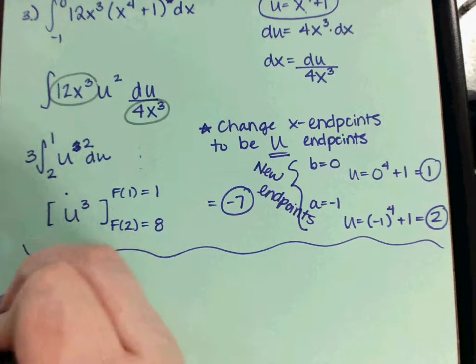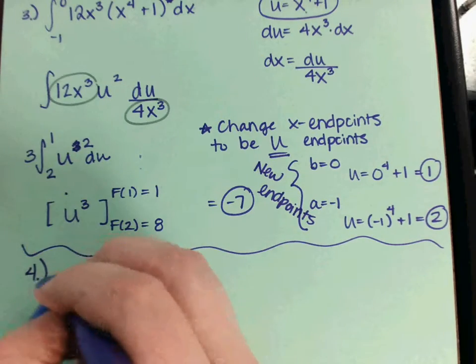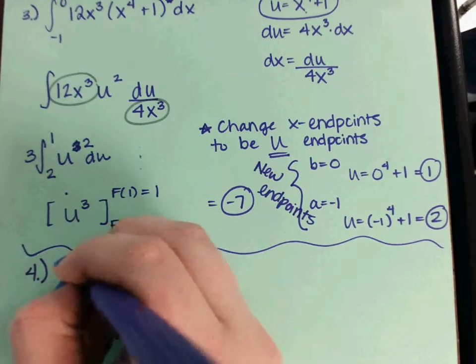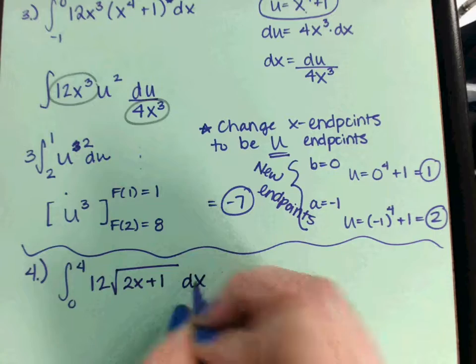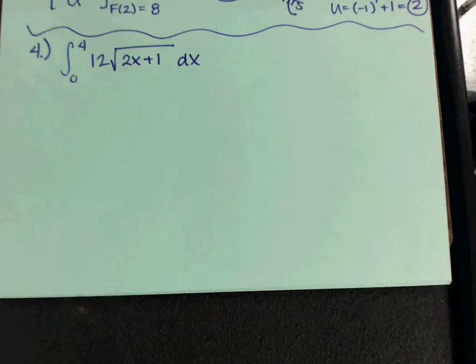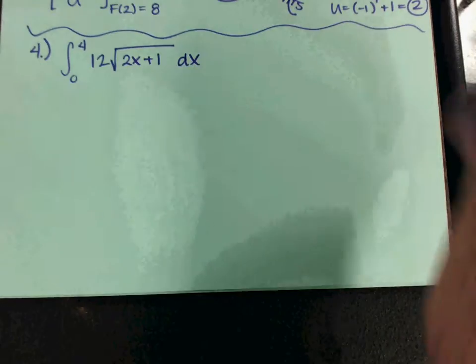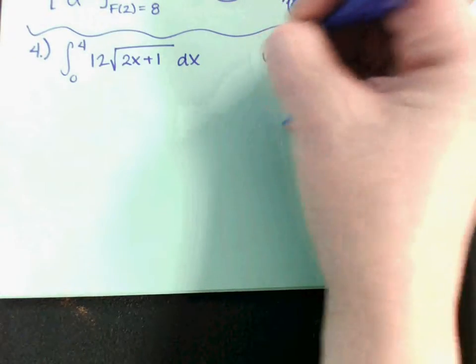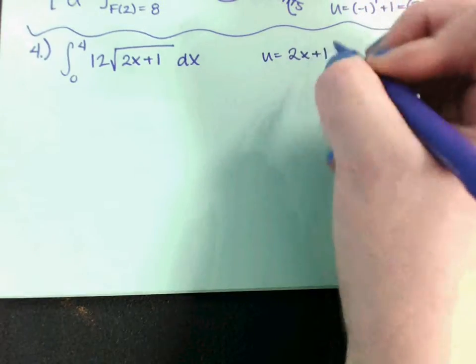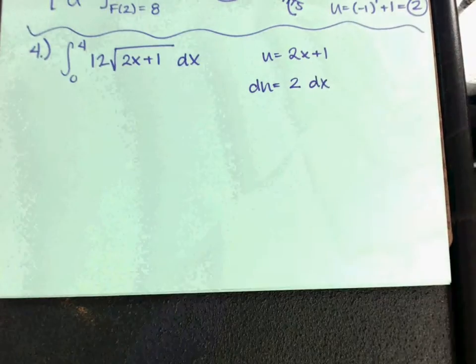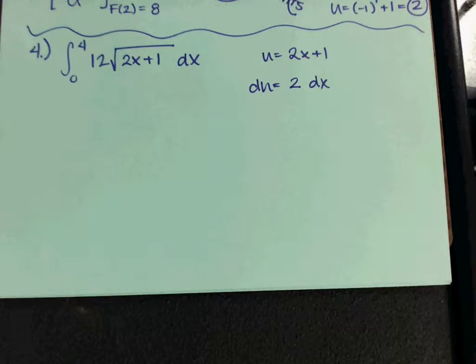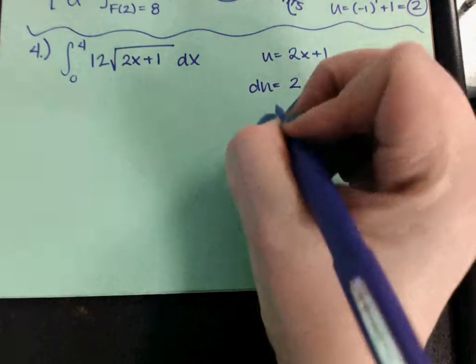Okay, number 4. We're going to do the integral of 0 to 4, 12 square root 2x plus 1 dx. Okay, and we're doing all of these the shortcut because you have to know how to do the shortcut even if you like the short way better, or the long way better. Okay, what would you pick for your u? Okay, 2x plus 1. What does that make du? 2 dx. Remember, instead of putting the dx on the bottom, I'm just going to put it next to the derivative. Okay, that makes dx du over 2.